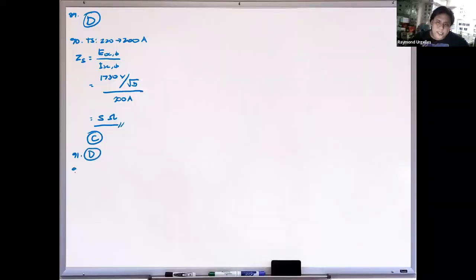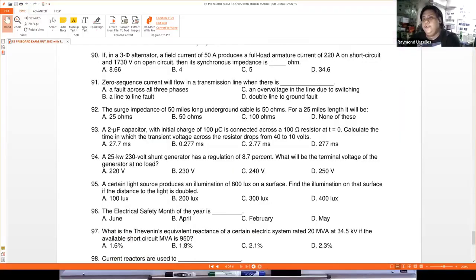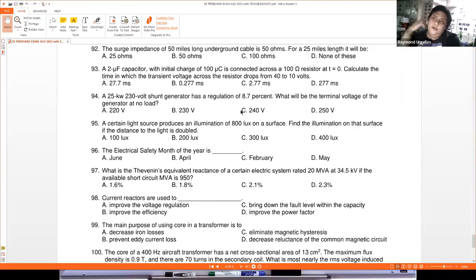Next number, 92. The surge impedance of a 50 miles long underground cable is 50 ohms, so a 25 miles length will be blank. So we need to remember that surge impedance is the characteristic impedance. And again, the characteristic impedance is basically the impedance we see of an infinitely long transmission line.